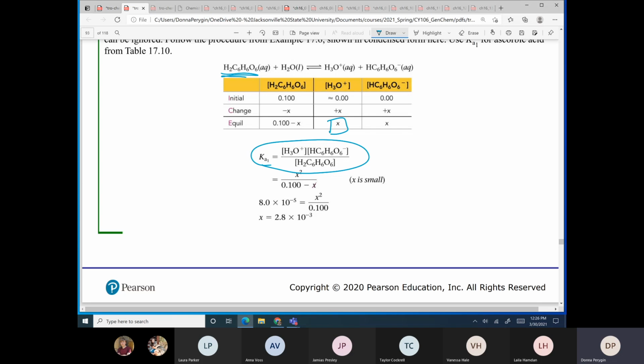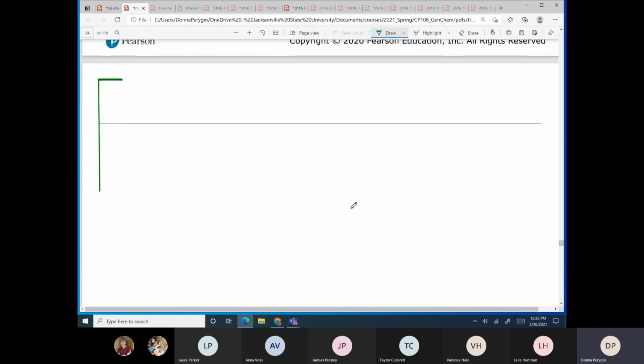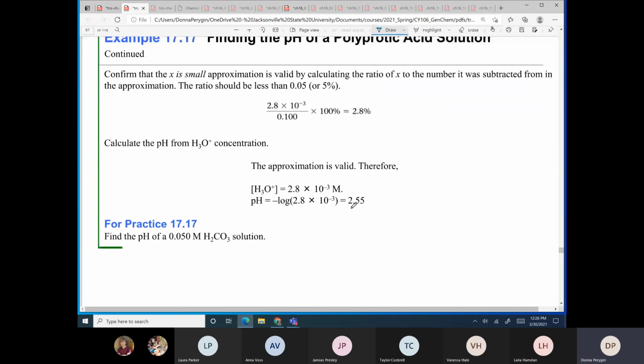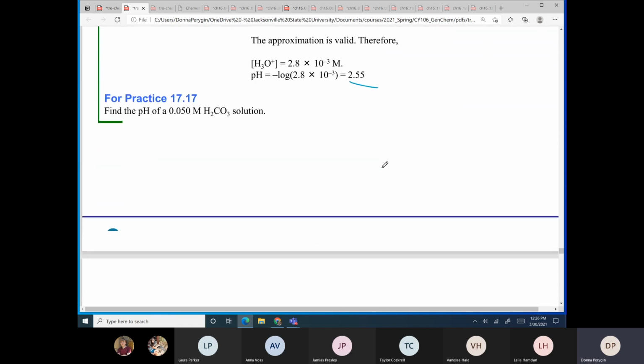You don't need to consider that second hydrogen that's left on there, this hydrogen right here, because this is not sulfuric acid. If it were sulfuric acid, you would have to consider it, and we're going to look at some of those in the next chapter. Okay, so when you solve for X, that gives you your H plus concentration. Okay, and so then you can get your pH from that, the negative log of the H plus, and that gives you 2.55.